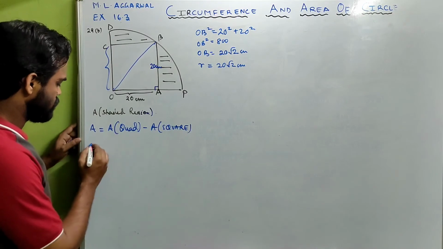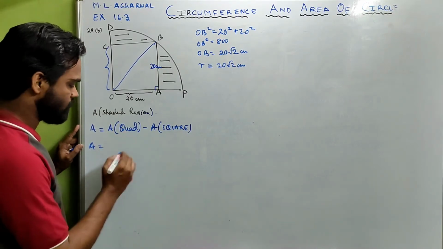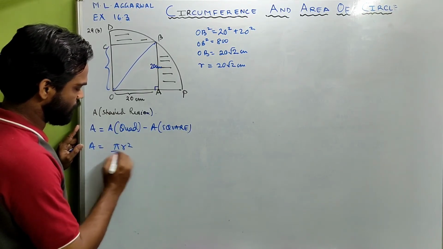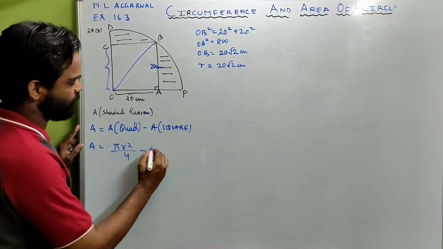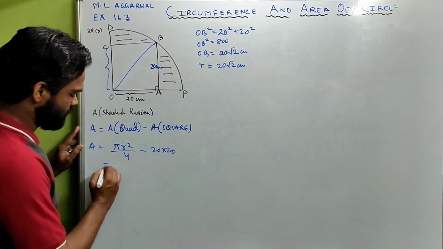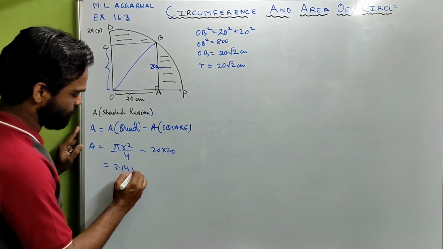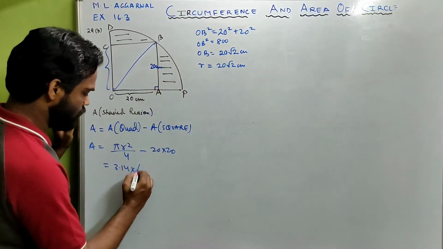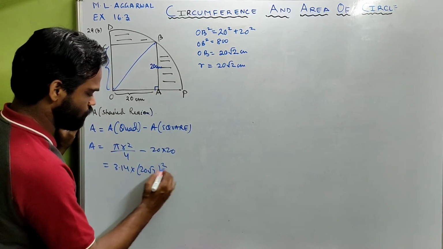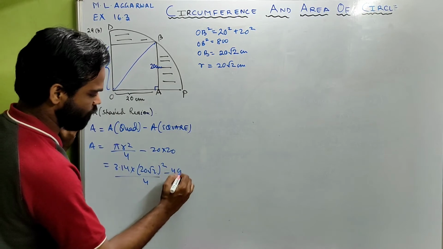Done. So, area of the quadrant is pi r square by 4. That's pi r square by 4 minus area of the square will be 20 multiplied by 20. So, that's 3.14. They have told in the sum r square. That's 20 root 2 whole square by 4 minus 400.